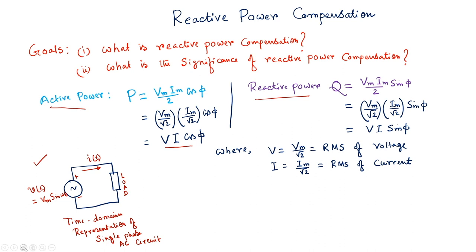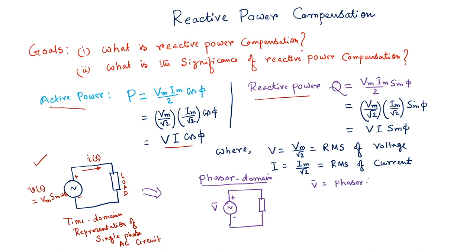Now, in this lecture we will also recap the idea of phasor domain representation, where this same circuit is represented in the phasor domain. This is the voltage source, and this is the load. Now we will represent this voltage with the RMS voltage, and this V bar represents the phasor representation of the source voltage.